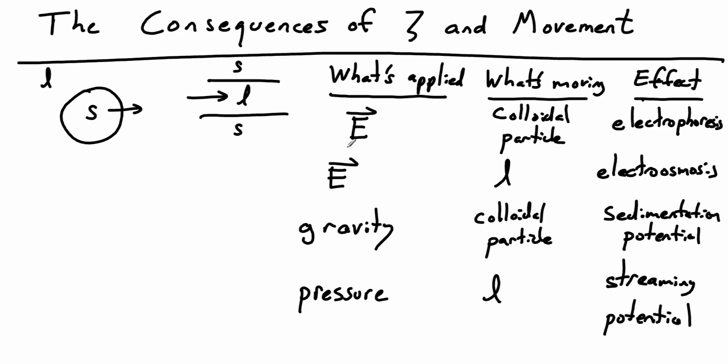So notice in the first two effects, electrophoresis and electro-osmosis, we're causing something to move by applying a potential difference across a length, in other words, using an electric field. So an applied electric field generates movement. In the other two effects, we're using something else to cause the movement, whether it be gravity and the density difference, or just a pressure difference across a tube, to cause things to move, and that's going to generate a potential difference.